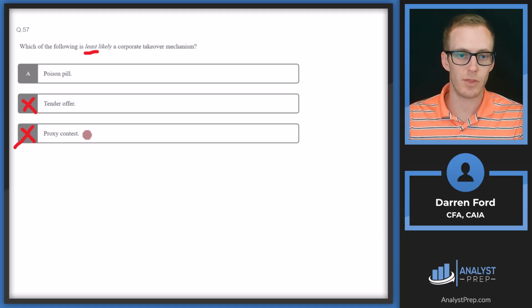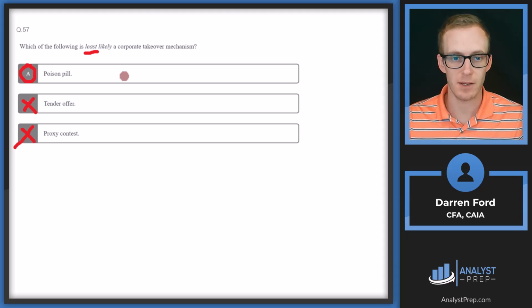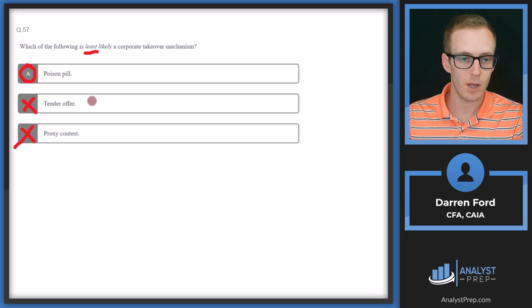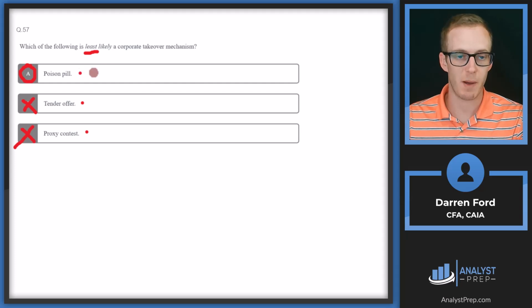Proxy contest is when the acquirer is trying to get enough votes from shareholders to take over the company via proxy. Tender offer is when they're making an offer directly to the company to buy their shares. And that's going to leave us with A, poison pill. This is not a takeover strategy. This is going to be a defense mechanism by shareholders of a company that is trying to be taken over. So these are strategies used by the acquirer, and this is a strategy used by the target to avoid takeover.